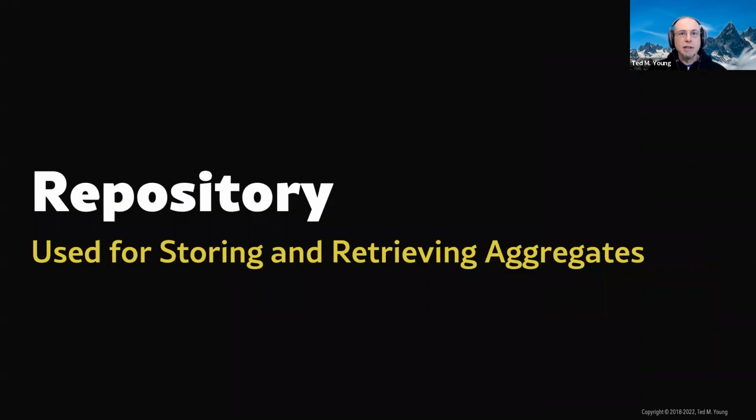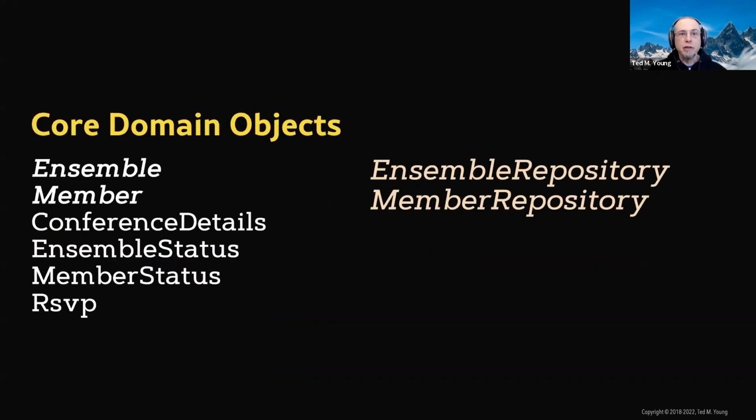So the last outbound is a repository. I like to think about repositories from the domain-driven design point of view, which is for storing and retrieving aggregates. I'm not going to go into what an aggregate is. That's a separate talk. What we're concerned about is storing and retrieving domain objects. But one of those objects is going to be the thing that we have a handle on. So an ensemble, that's our major object, and it has other things like conference details, a status, member status, and RSVP. So these are two main objects.